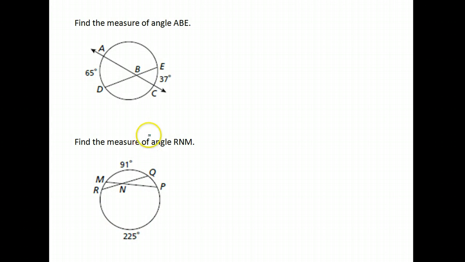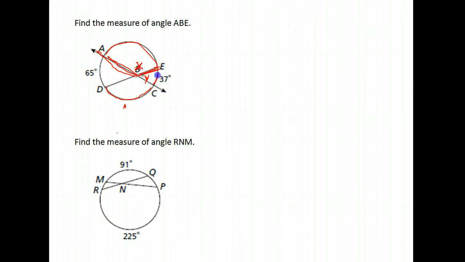Here are a few more examples. We're asked to find, in this first one, the measure of angle ABE. So again, here's my angle from A to B out to E. I'm trying to find this angle right here. Again, notice that I would need the arc here and here. I was not given those arcs. So instead, I'm going to find one of the angles next to it, say this angle here.